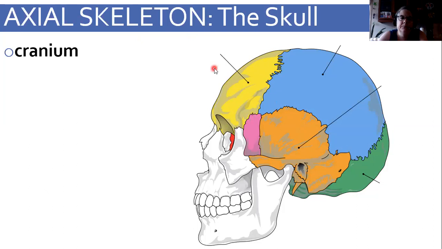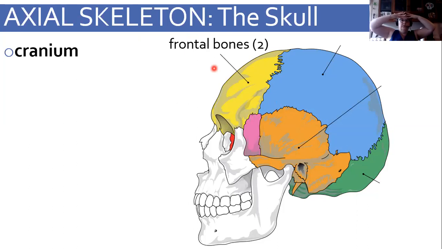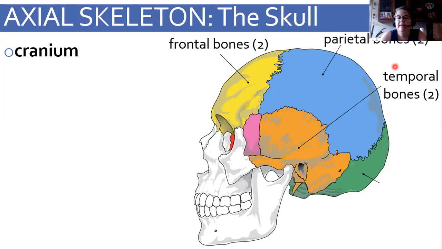Our first one is the frontal bones. These are the bones right here in the front part of our skull. Interestingly enough, they cover the brain. The frontal lobe of the brain is right underneath that. Next, we have the parietal bones, one on the left, one on the right, fused together in the middle. Then we have the temporal bones, which are right by our ear.